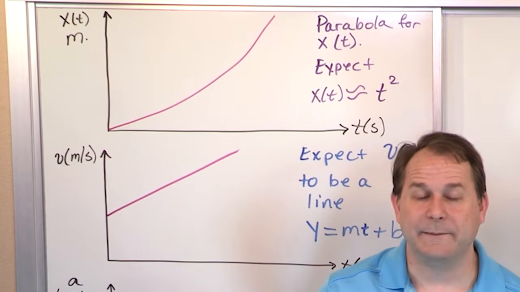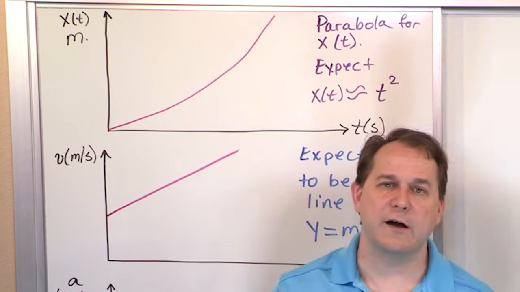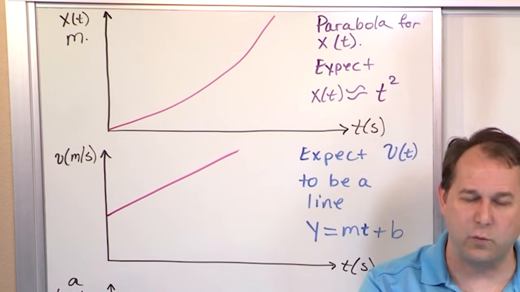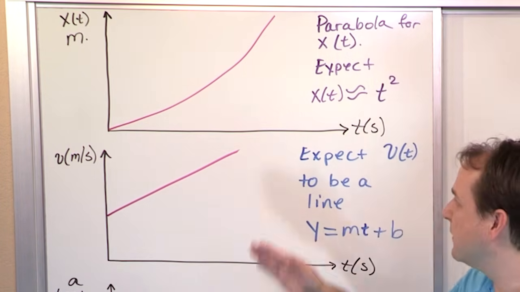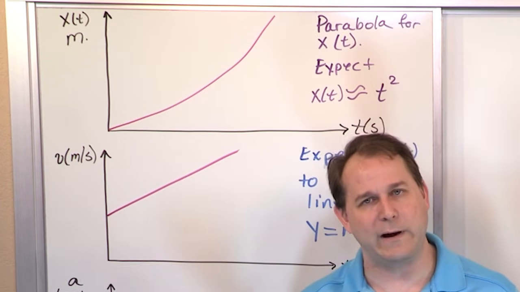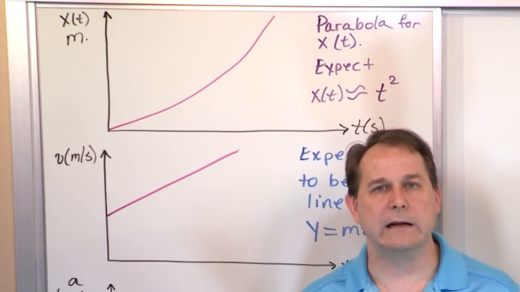So now we're at the punchline. What I could have done to start this lesson off is I could have just given you all three equations of motion. But now that we've motivated it from a real problem, you now know that the position curve should look like t squared because it has to be parabolic.